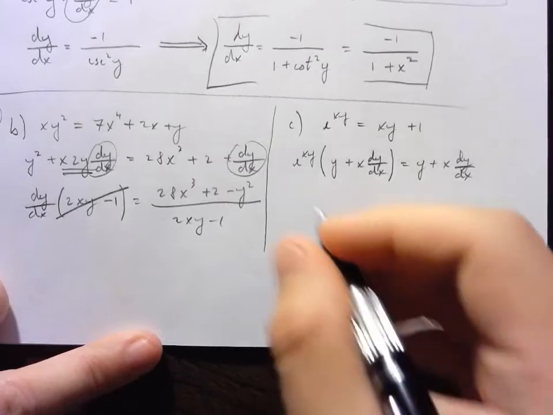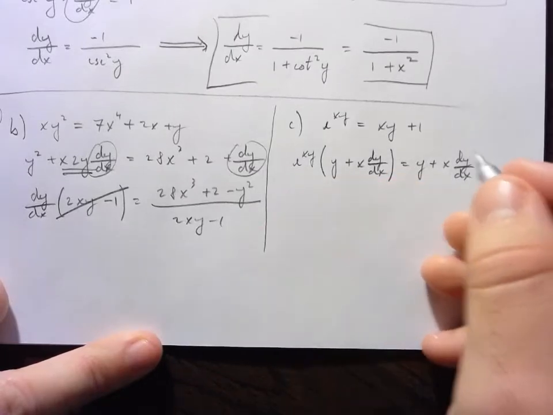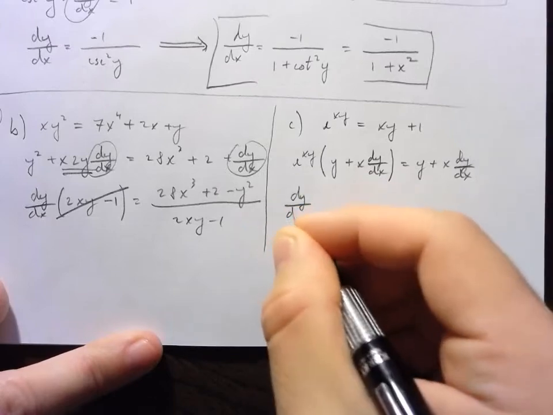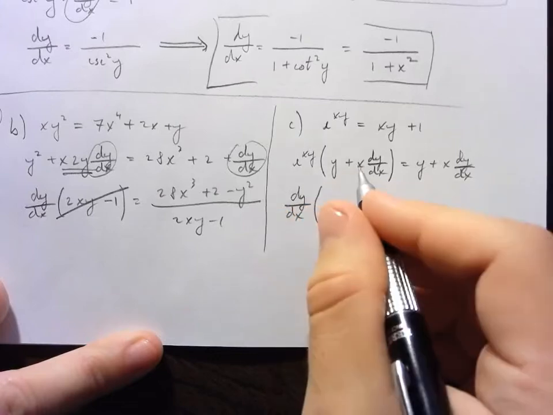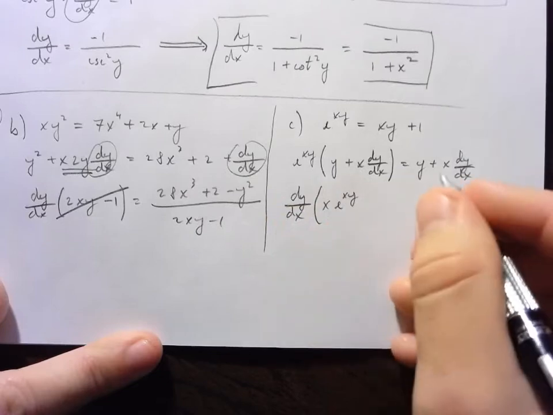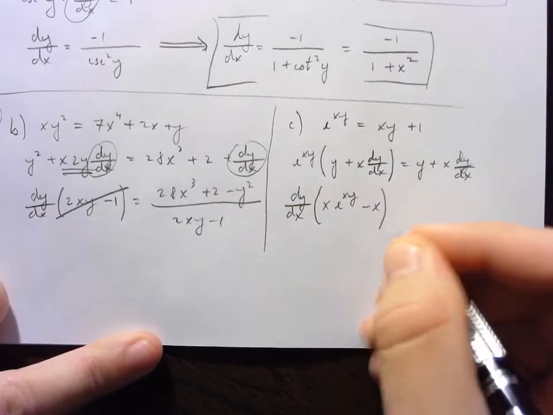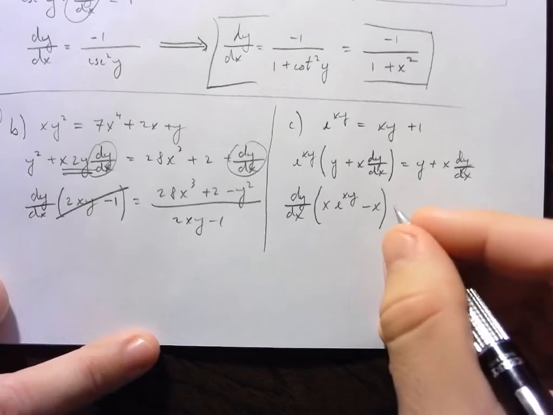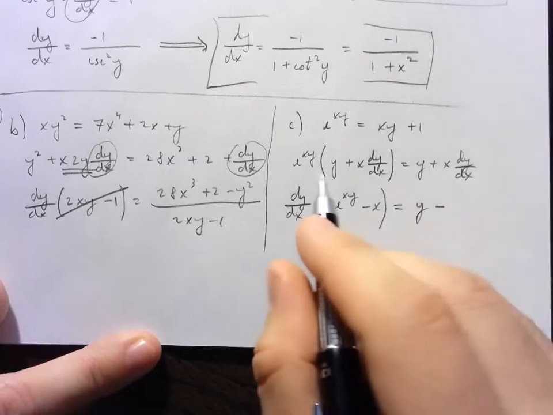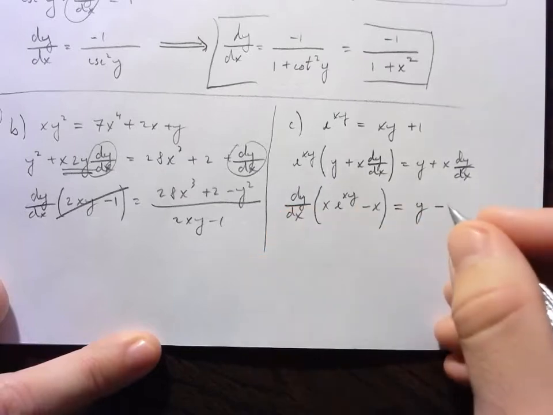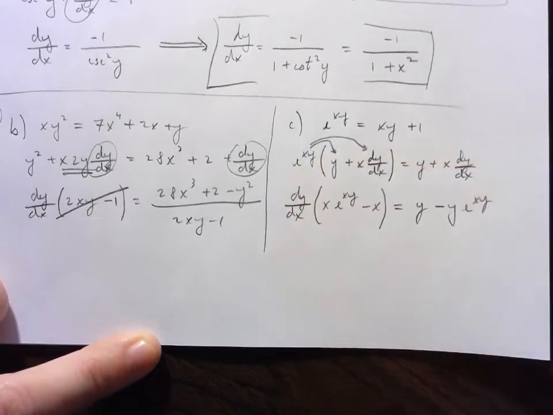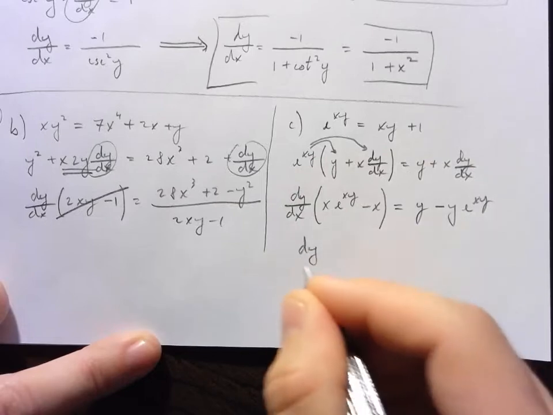Okay, we have to distribute the exponential, and then we have to move this to the other side. So what I'm going to end up with is dy/dx. Over here what I'll have is x times e to the xy minus x, once I bring this over from the other side. And this is going to be equal to y minus y e to the xy, right? That comes from once I distribute this over.